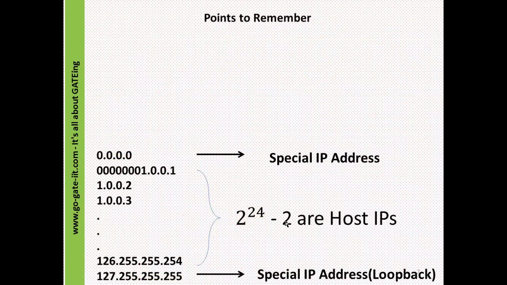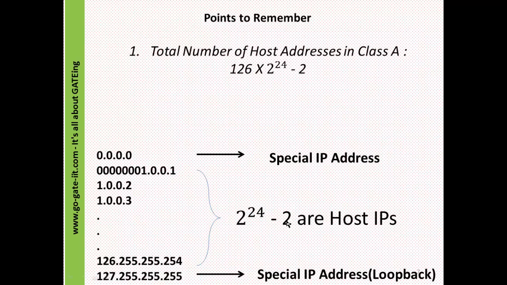Now there are certain questions generally asked in the examination, some obvious questions they ask in objective questions. How many total host addresses are there in class A? You can see that it is 126 into 2 raised to 24 minus 2. How does this figure come? 126 is nothing but the number of networks in class A multiplied by 2 raised to 24 minus 2 host IPs. So this will give you the total number of host IP addresses in class A.